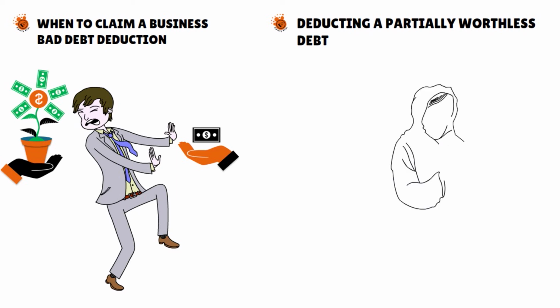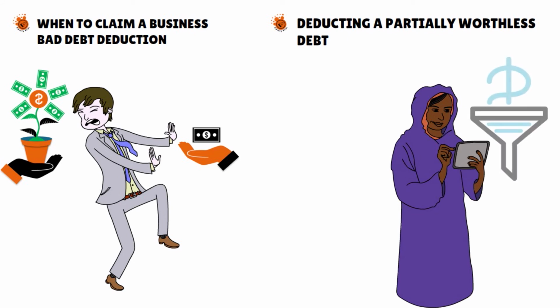So you can claim a deduction for any portion of the debt up to the amount actually written off in your books during the year. And this requirement to record a book charge-off means that the portion charged off must no longer appear as an asset in the business's financial records or on its financial statements, right?